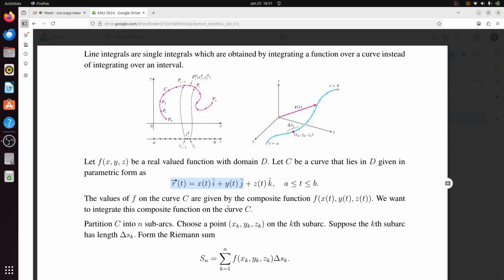Are you listening to me properly? x(t) = cos t, y(t) = sin t, and t varies from 0 to 2 pi. So what will be the path? Anybody? Please open up. Whatever comes to your mind, please answer.